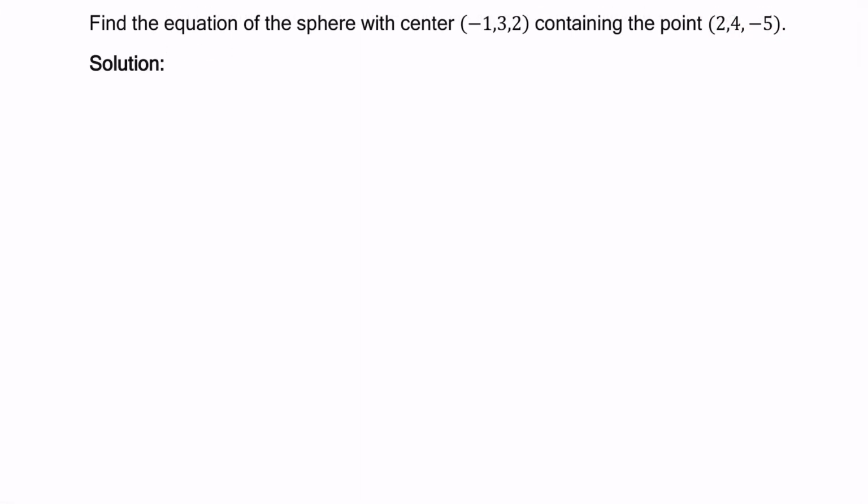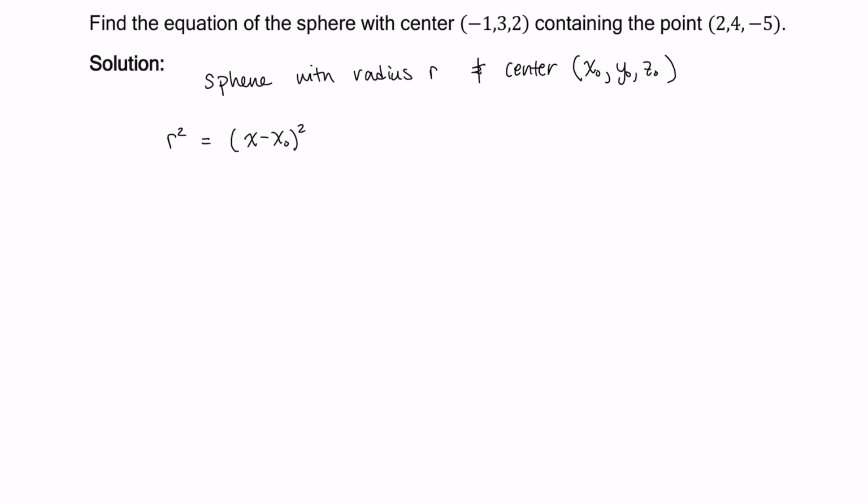Okay, in order to continue, let's recall the equation of a sphere with radius r and center (x naught, y naught, z naught). We can write this out as r squared equals (x minus x naught) squared plus (y minus y naught) squared plus (z minus z naught) squared. And in this case, this is x naught, this is y naught, this is z naught.